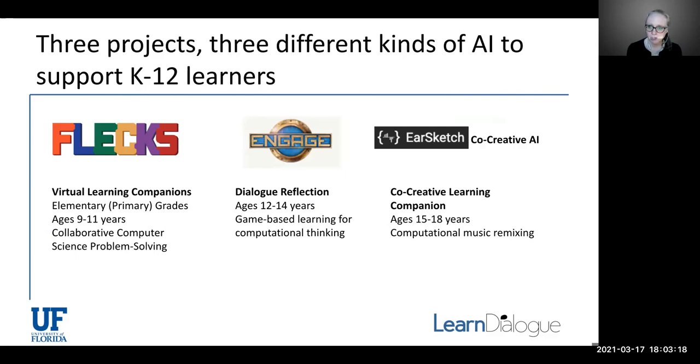It's to support elementary or primary school students, 9 to 11 years old approximately, in collaborative computer science problem solving. And then we'll move on a little bit older to the Engage project, which is for game-based learning for computational thinking. And I'll specifically talk with you about a tool that we developed to facilitate kids reflecting on their own dialogue and potentially forming goals for becoming better collaborators when they're about 12 to 14 years old. And then we'll wrap up with a high school project for our older students aged 15 to 18 to do computational music remixing with a co-creative learning companion.